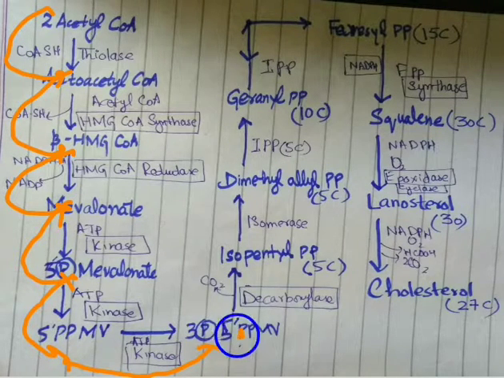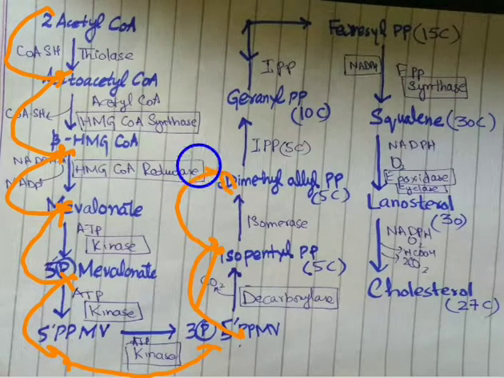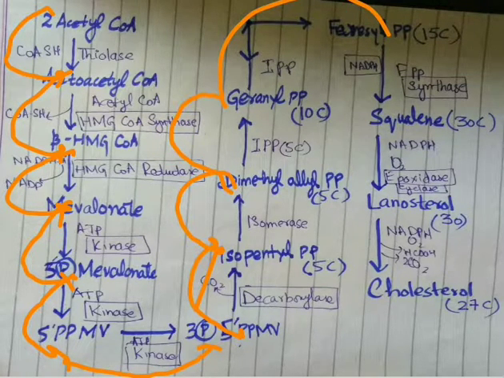Then this is converted into 3-phospho-5-pyrophosphomevalonate, and then that is converted into isopentenyl pyrophosphate, then dimethylallyl PP, then geranyl PP, then farnesyl PP. You can learn this, and you can also form a mnemonic in your mind from the first letters or whatever you want, so that you can memorize the whole thing.